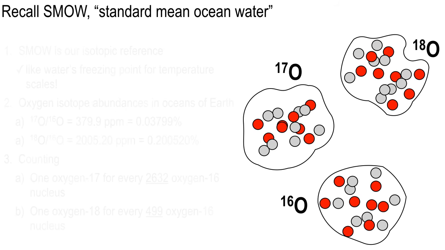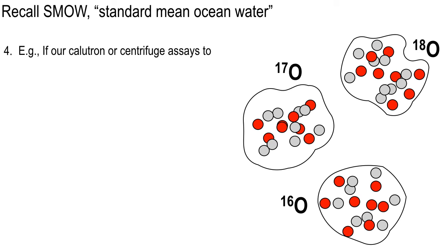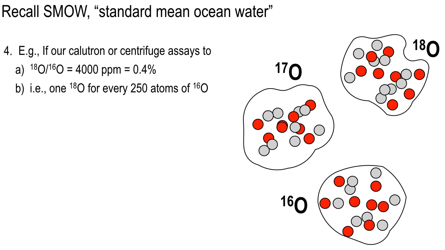Now, let's say that your calutron or your centrifuge, when you've refined it, when you've separated the isotopes, let's say that your isotopic assay comes in at 4,000 parts per million. Okay, that's 0.4%. Right, so this is our example. That's an isotopic abundance, 4,000 parts per million, i.e. one oxygen 18 for every 250 atoms. So that's the other way of expressing the abundance or scarcity of the isotope.